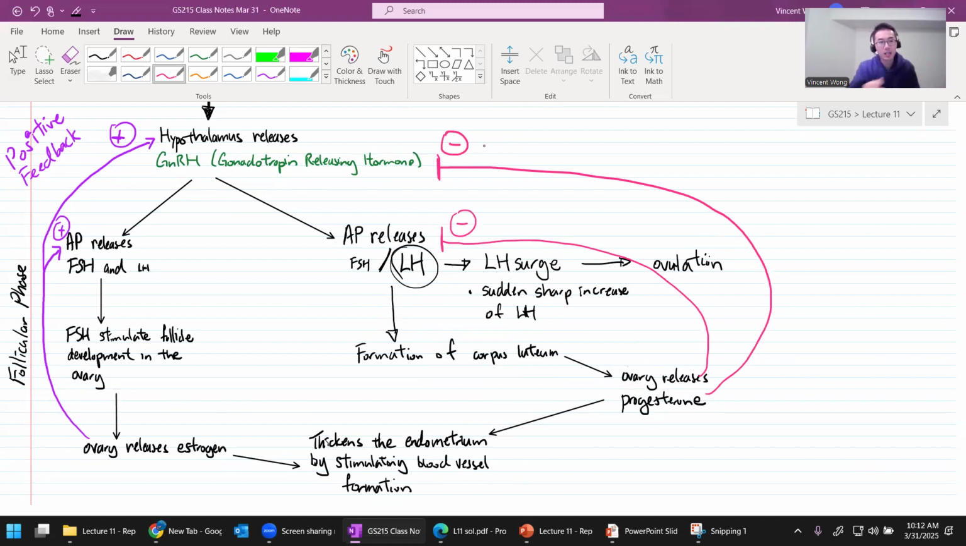So first half of the cycle, we have the positive feedback basically from the estrogen leading up to the event of ovulation. And then second half, we have the progesterone, which is doing the negative feedback to basically inhibit the development of another egg. Okay, so this second half here, this portion is the luteal phase.